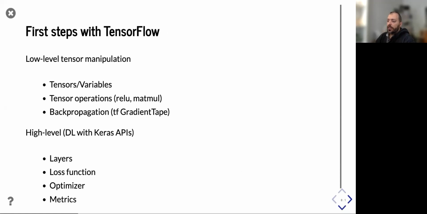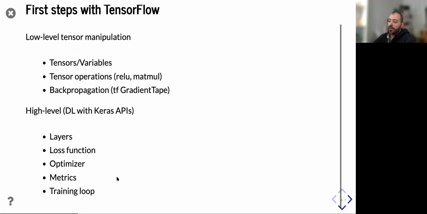Again, TensorFlow deals with low-level tensor manipulation. We will see what tensors are again, what the variables are, and what the difference is. We will run some tensor operations, mathematical operations. We will see again the gradient tape that we saw in chapter 2. And then we will move to Keras.